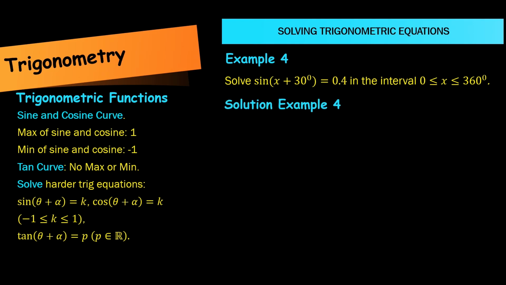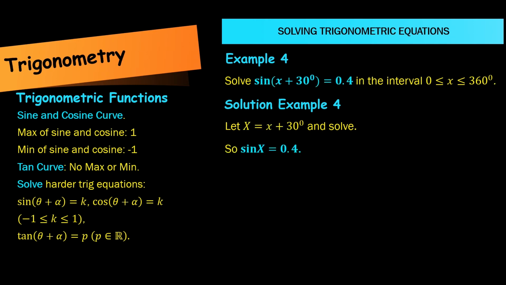So let's solve this. We are required to solve sine x plus 30 degrees equals 0.4 in the interval x between 0 and 360 degrees. As previously, we let capital X equal x plus 30 degrees. This is the complicated bit in brackets. And then we solve. And therefore, sine X equals 0.4.